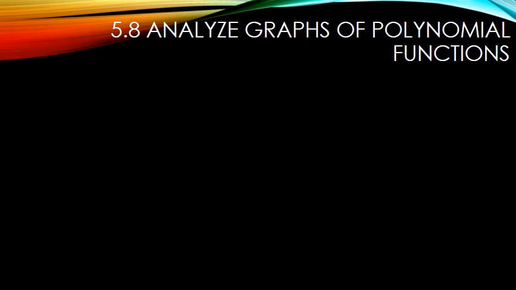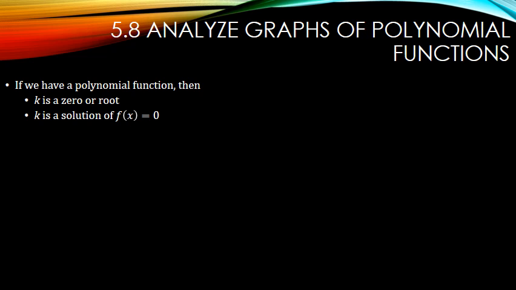Lesson 5.8. Analyze graphs of polynomial functions. So we're looking at graphs this time. If we have a polynomial function, you know these four things. If k is a 0, or sometimes called root, then you know it's a solution of the equation f of x equals 0, because that's the definition of a 0. A 0 is a solution when the function equals 0.